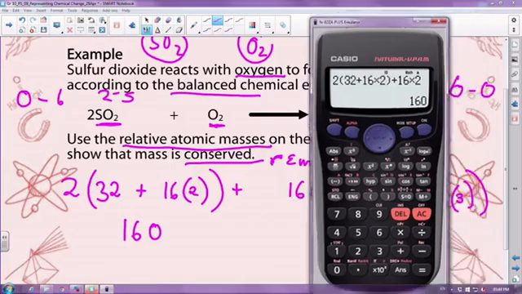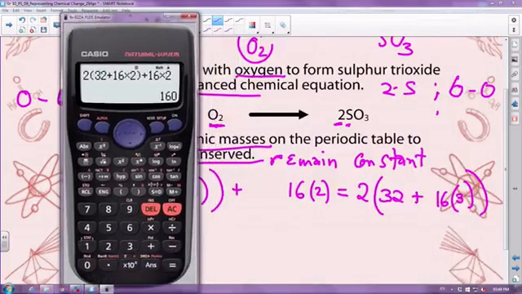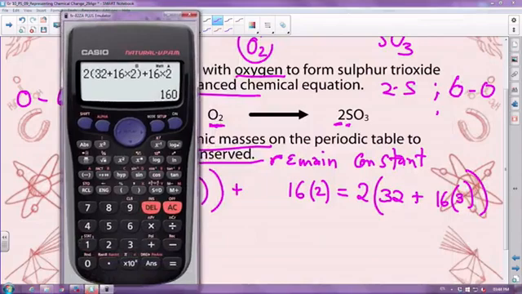So let's go to the right and check with the products. Let's clear that. It's 2, because there are 2 molecules of sulfur trioxide in terms of balancing the number of atoms on the left as well as on the right. So 2 multiplied by (32 plus 16 times 3). What do we get? This is equal to 160 atomic mass units.